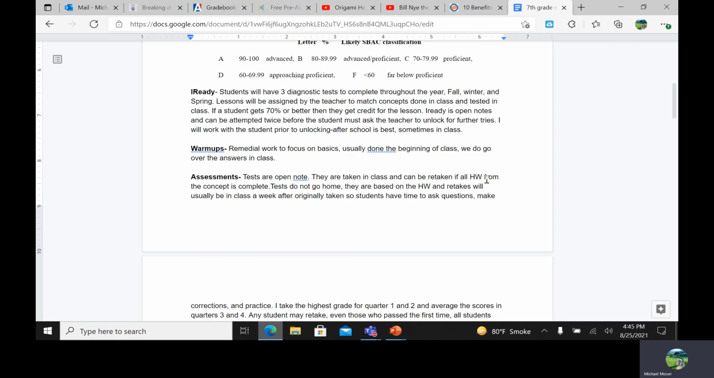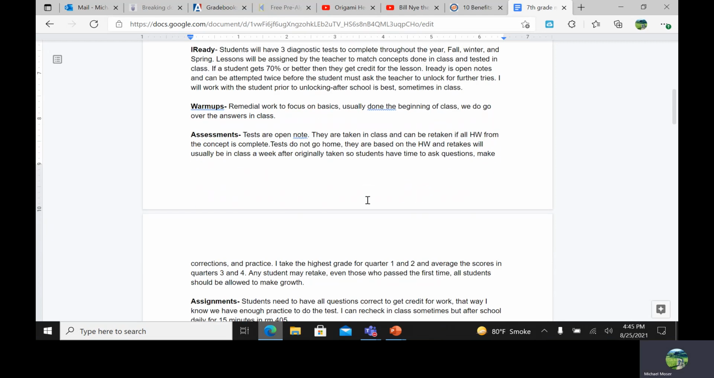They are open note. They do happen in class. We do have retakes. And so we'll go over the tests. I think students should do test corrections, but about a week after, that gives them time to ask questions, to do some past assignments that they may have gotten behind on. And so hopefully that allows for enough time for the student to fix any mistakes that might still be happening.